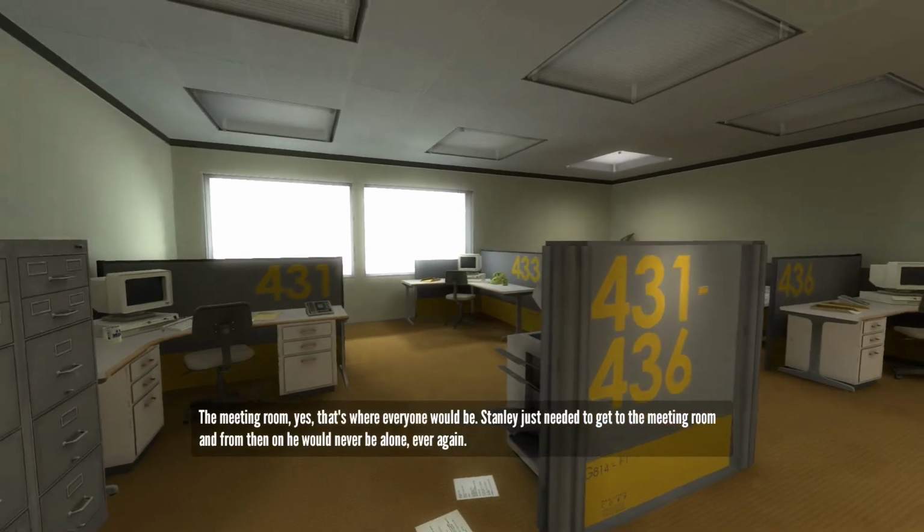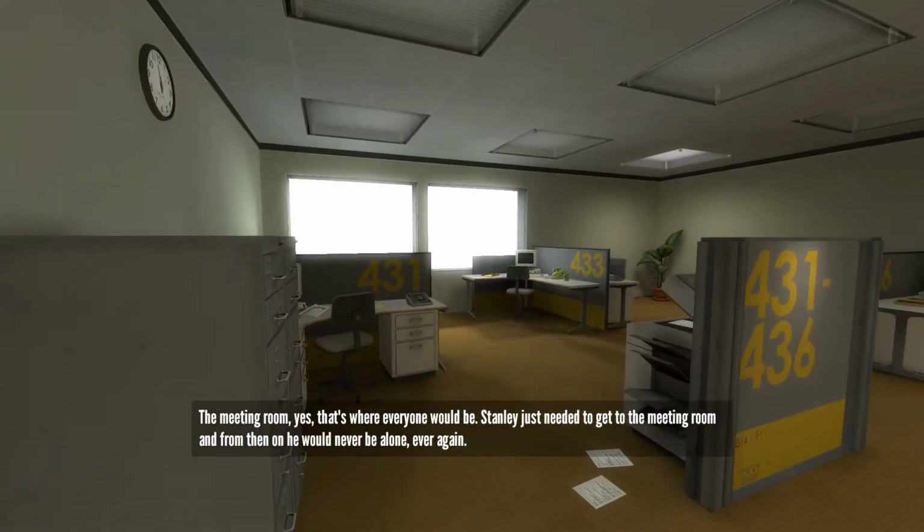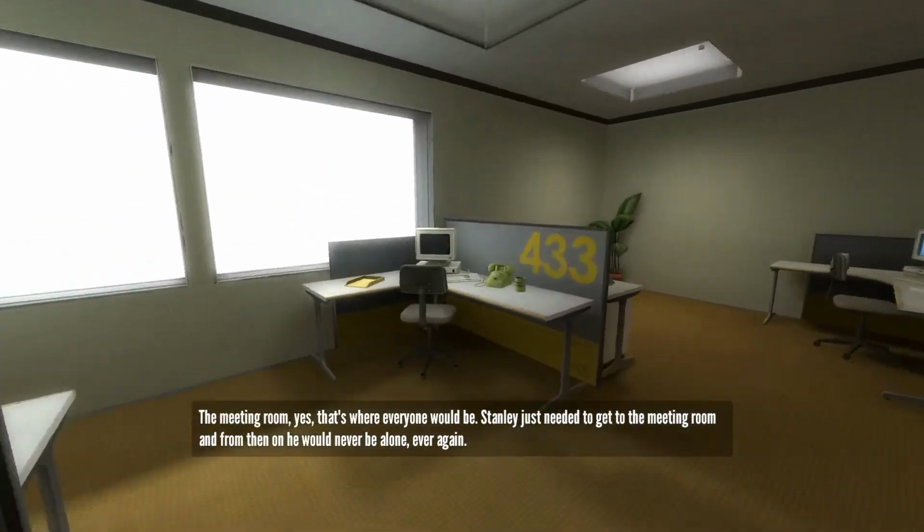The meeting room. Yes, that's where everyone would be. Stanley just needed to get to the meeting room, and from then on, he would never be alone ever again.